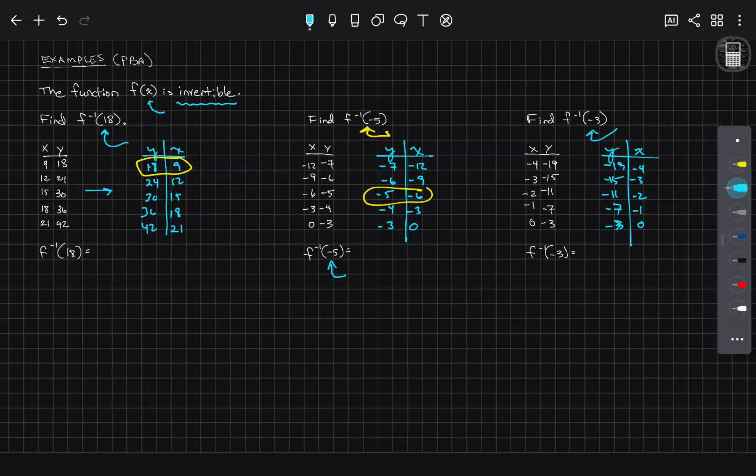Okay, so when it comes down to what is the function of -3, well, all we have to do is look at our y values at -3 and find out what coincides with the output value, which is the original x, which would be 0. So just know, whenever you got a table, it states it's invertible, all you do is switch the x and y values.